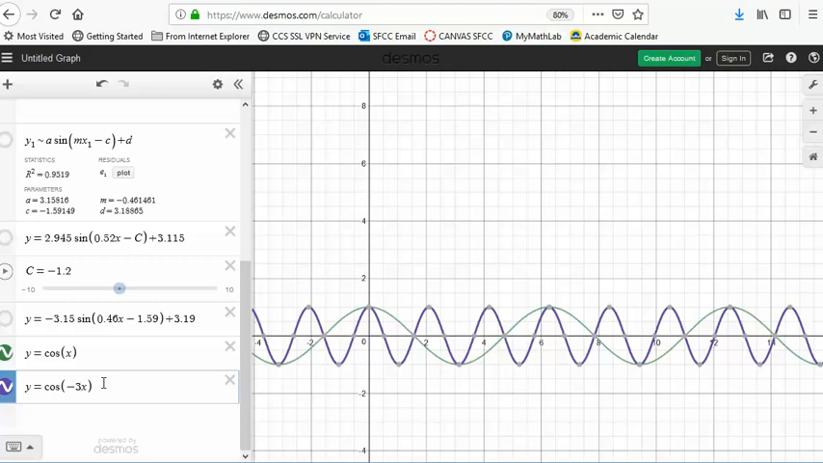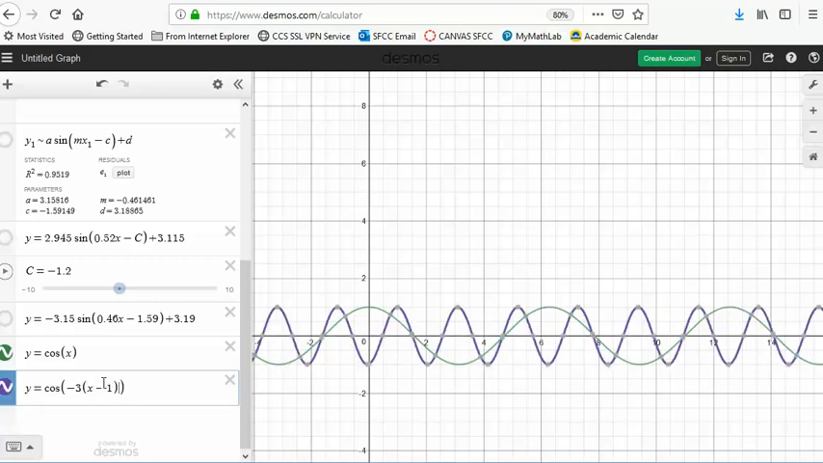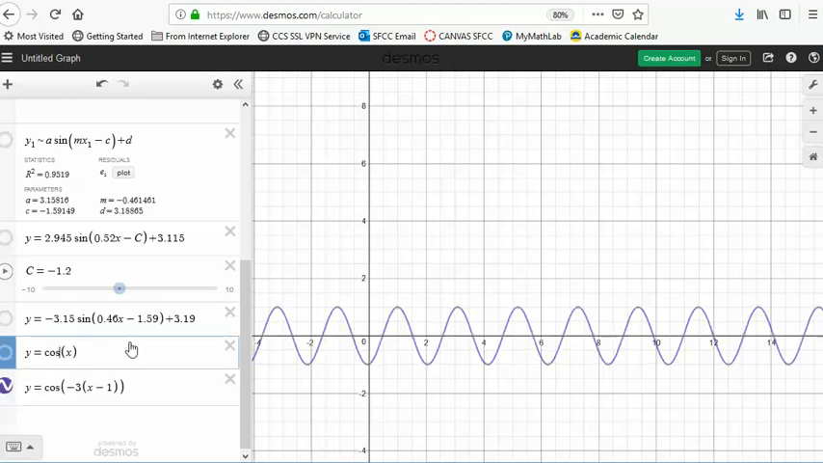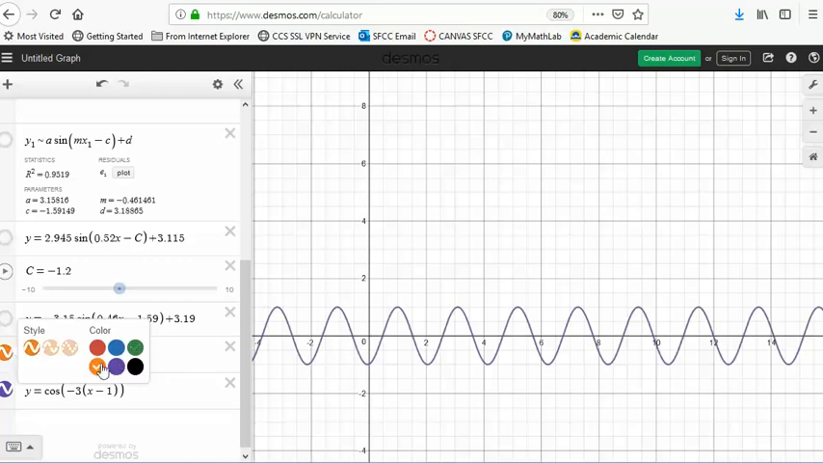So if you had something complicated like cosine of negative 3 times the quantity x minus 1, and we'll shift it over a little bit, and you wanted to graph that by hand, you could basically just drop this negative 3 here and do 3 times the quantity x minus 1. See, exact same function. Let's make it orange, since green is kind of hard to see. Okay, same function.